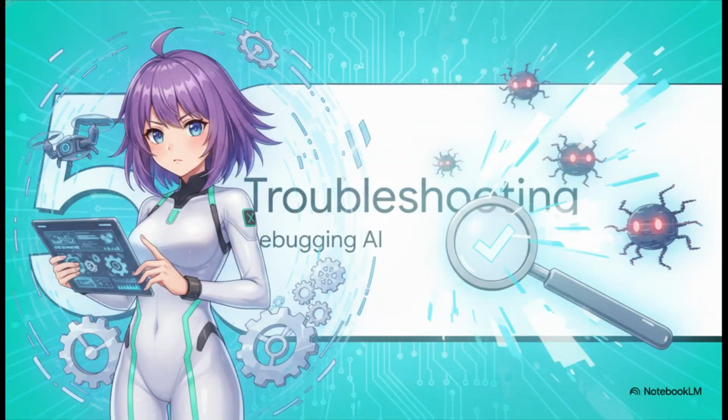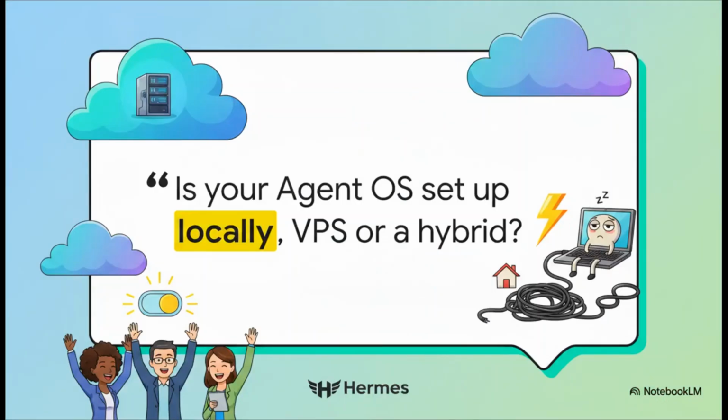Moving on to troubleshooting and debugging. Look, because we're dealing with cutting-edge tech here, things occasionally require a little fine-tuning. A really common question that pops up in the community is: is your Agent OS set up locally, on a VPS, or a hybrid? Here's the deal. If your AI is running slowly, or if it shuts down completely when you close your laptop, that's because you're running it locally. For small business owners who need their AI team working 24/7, the simplest fix is using a virtual private server, or VPS. Services like Hostinger offer a really easy one-click deployment that puts your Hermes OS right into the cloud. That way, it literally never sleeps.